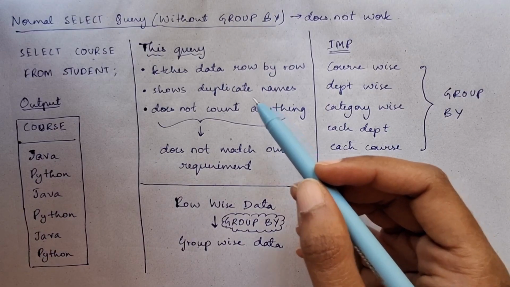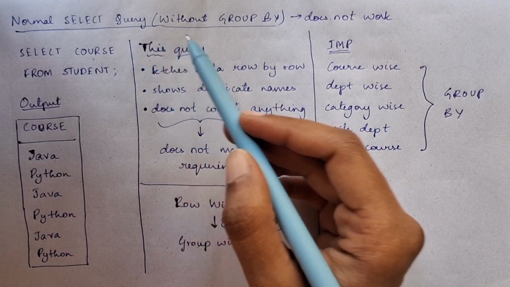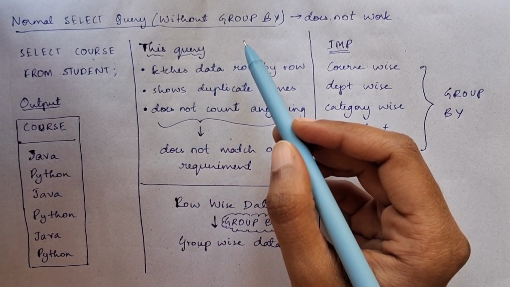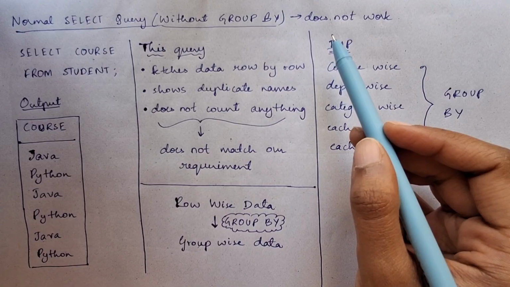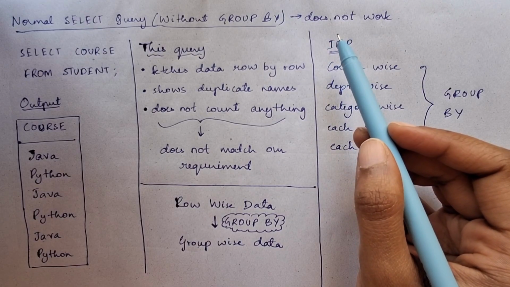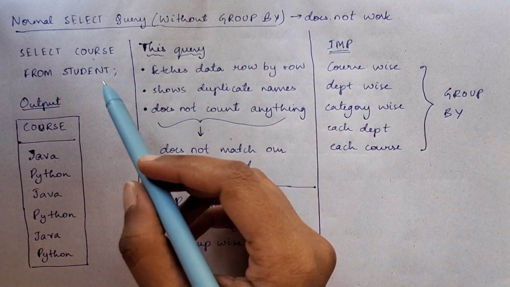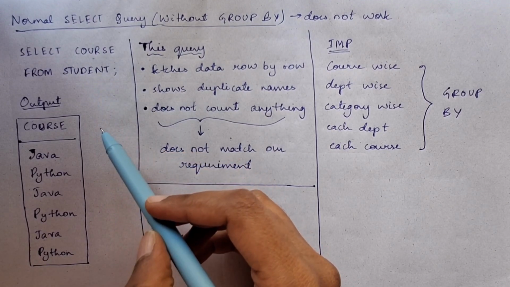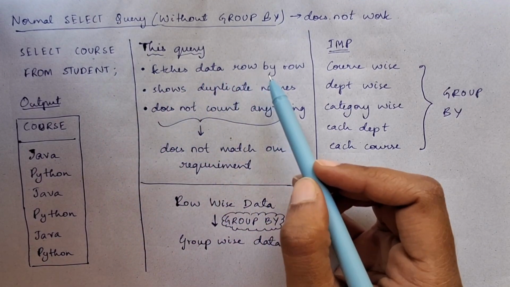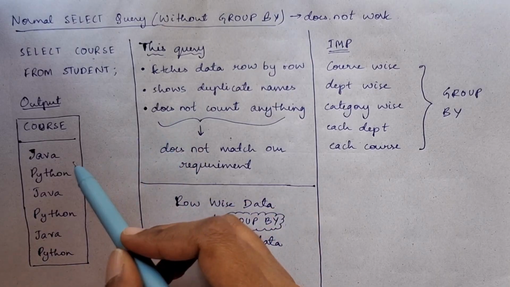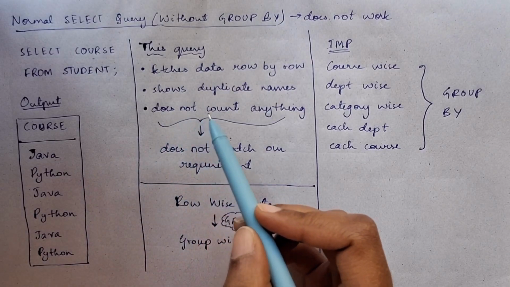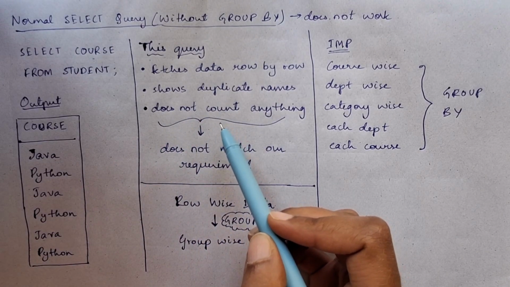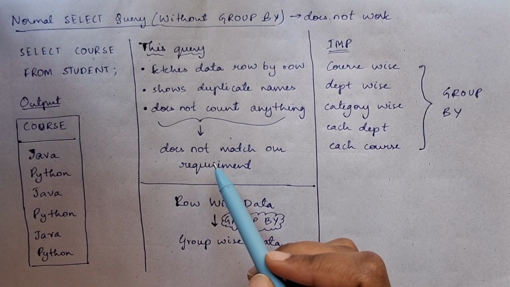Now we will write a query using a select clause without group by clause, and we will get to know why this does not work using only select clause alone. That is, select course from student. Guys, this query fetches data row by row, shows duplicate names, and it does not even count anything. And finally, this does not match our required output.